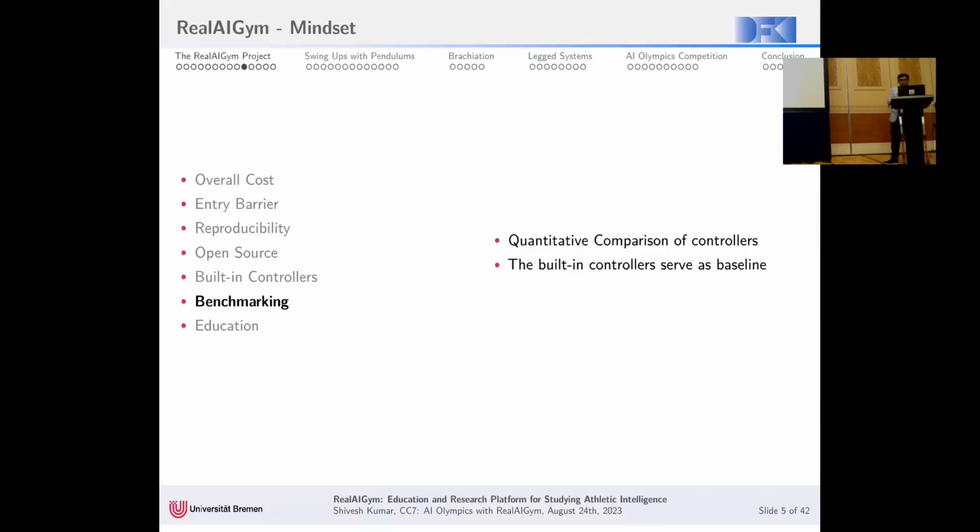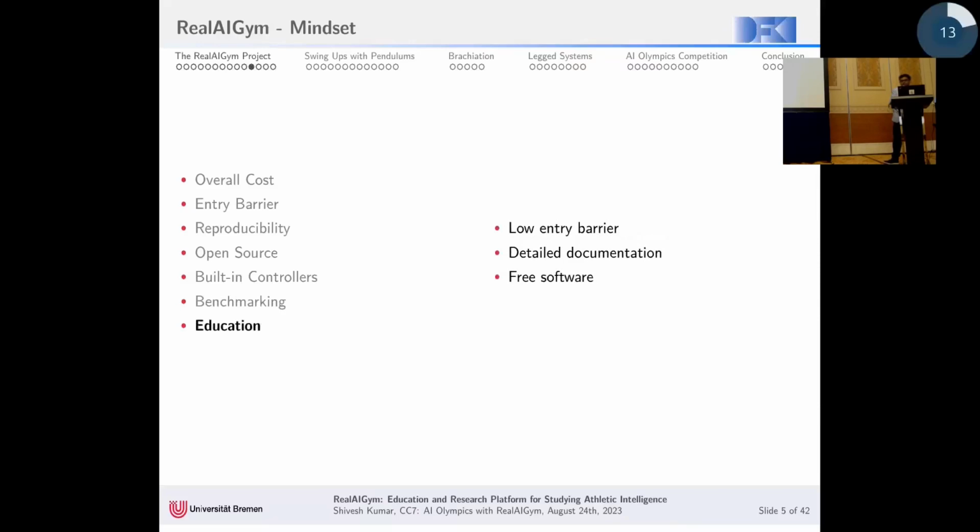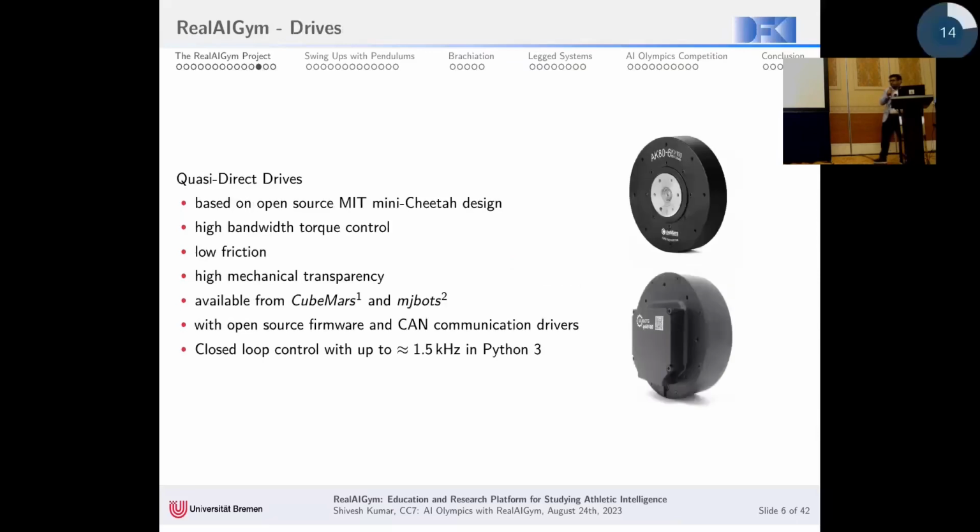For the motor drives, we have selected quasi-direct drives. These actuators allow us to achieve highly dynamic motion control. The main idea is that they have low gear ratios. That means you have high mechanical transparency, and you can achieve high velocities and good torque control. We provide an interface in Python which allows the control of these motors up to 1.5 kilohertz.